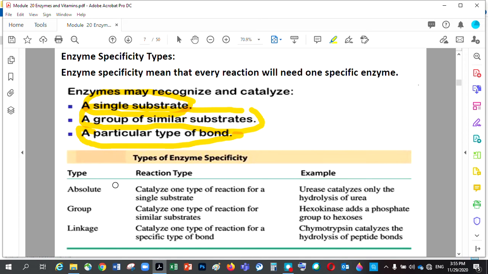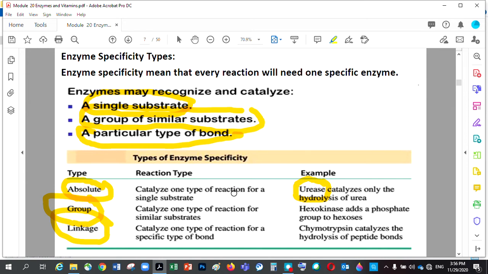And if you look at the specificity of the enzymes, we have types: absolute, group, and linkage. And this is the example here. Absolute is when the enzyme catalyzes only one type of reaction for a single substrate. That's very specific, like the hydrolysis of urea. This enzyme is called urease. Urease catalyzes the hydrolysis of urea.